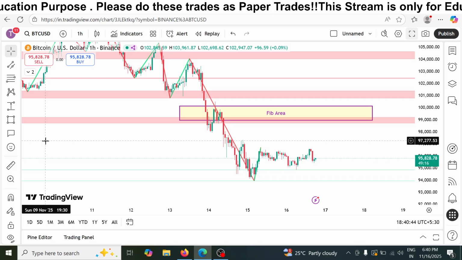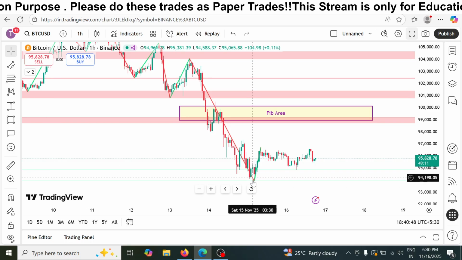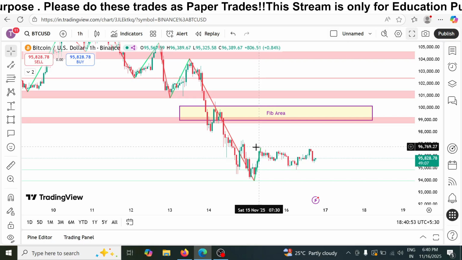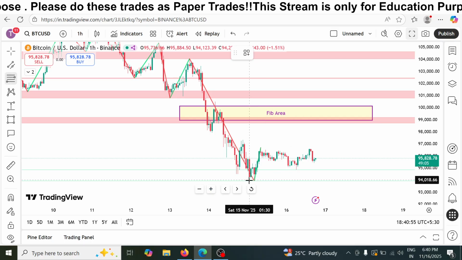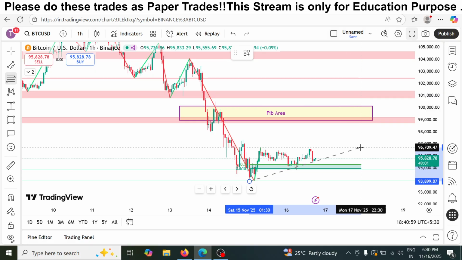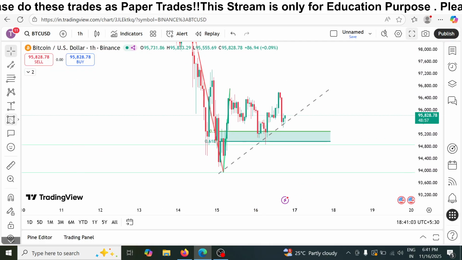Right now, I'll just give you one more example of how beautiful the fib level is. Now, my trade started from here, right? And the prices went till here. I'll show you the magic. If I put the fib from here to here, you're seeing from where the prices have taken the rejection?